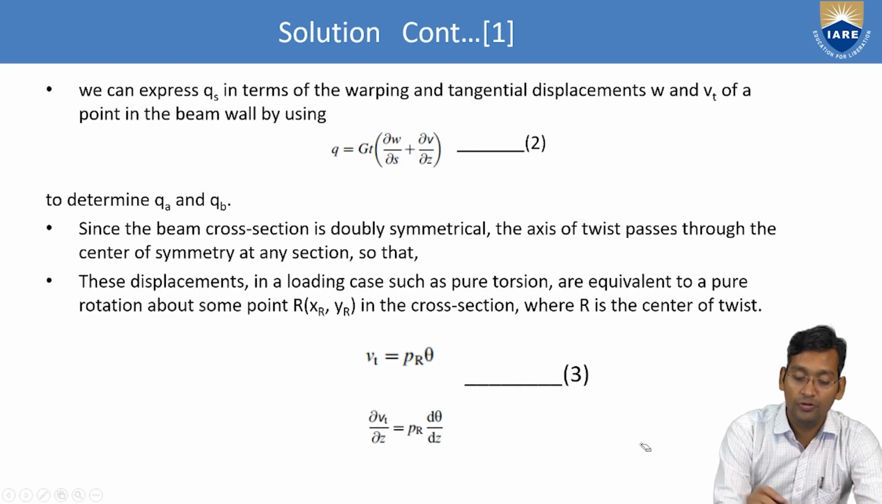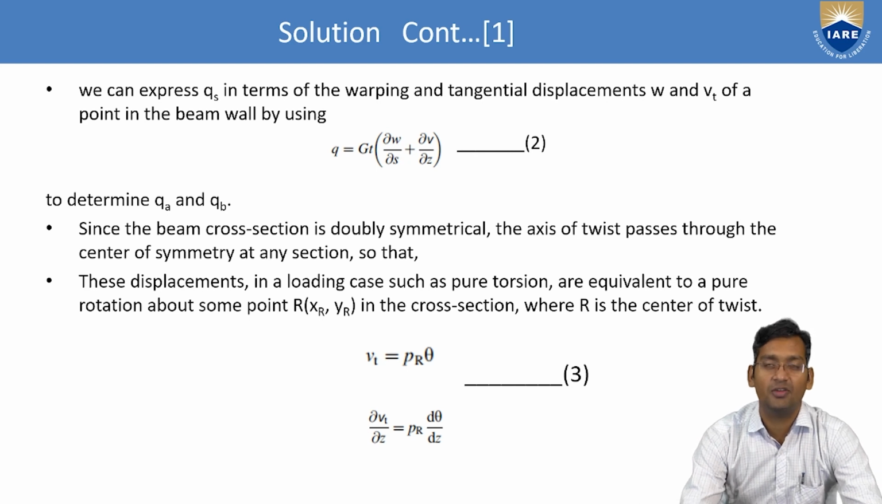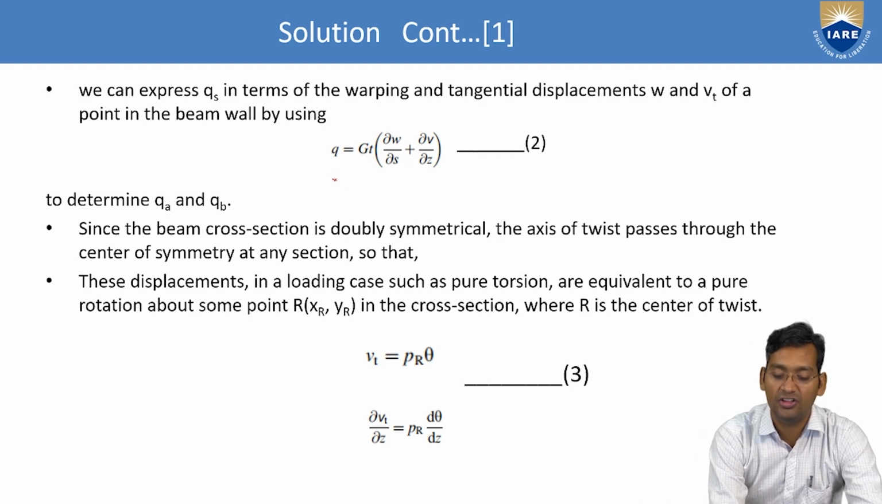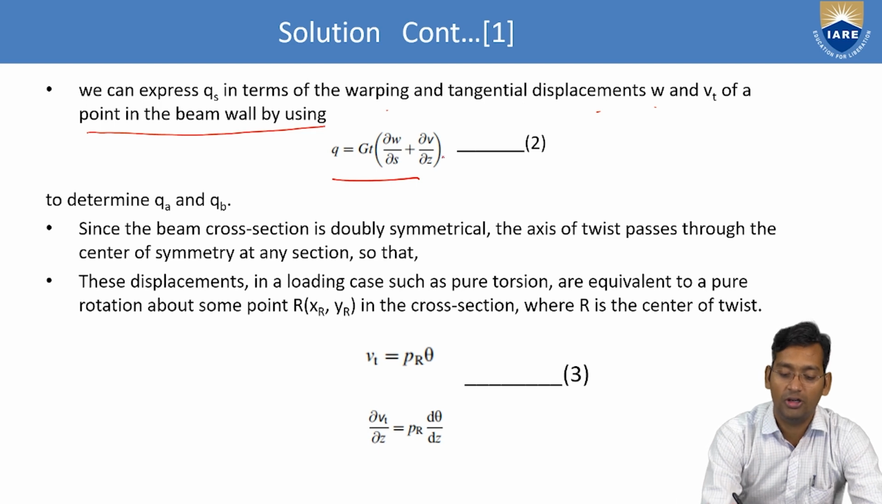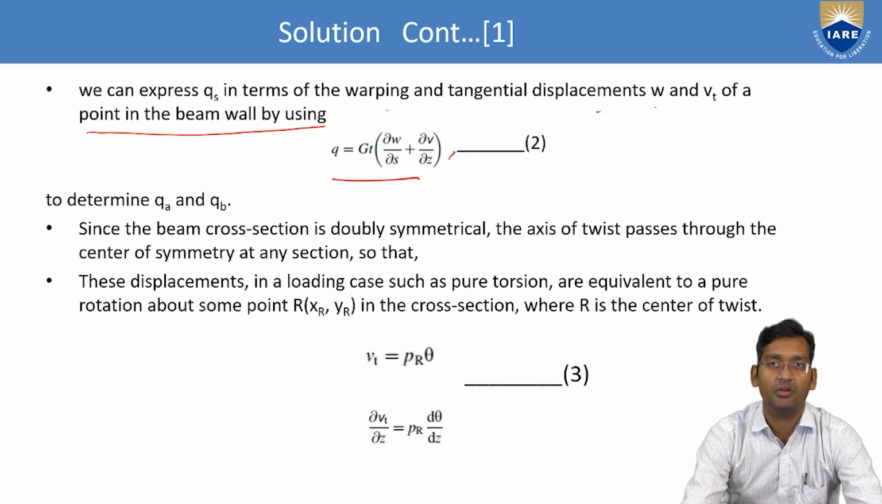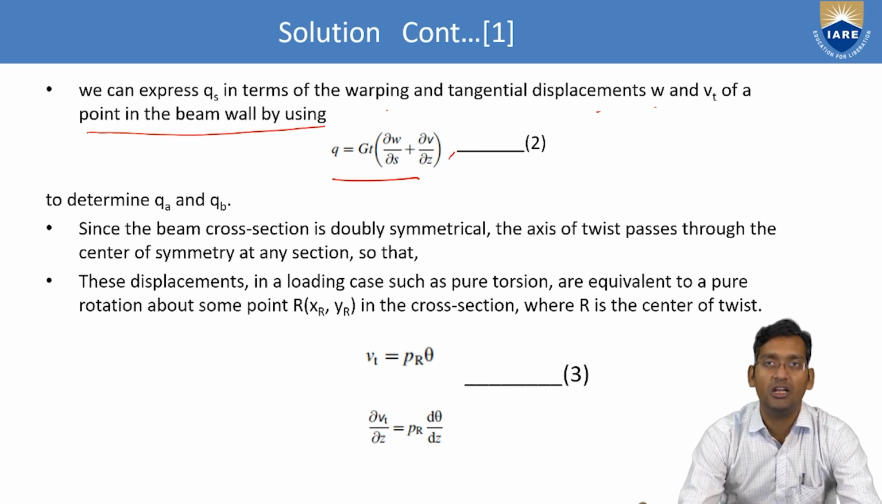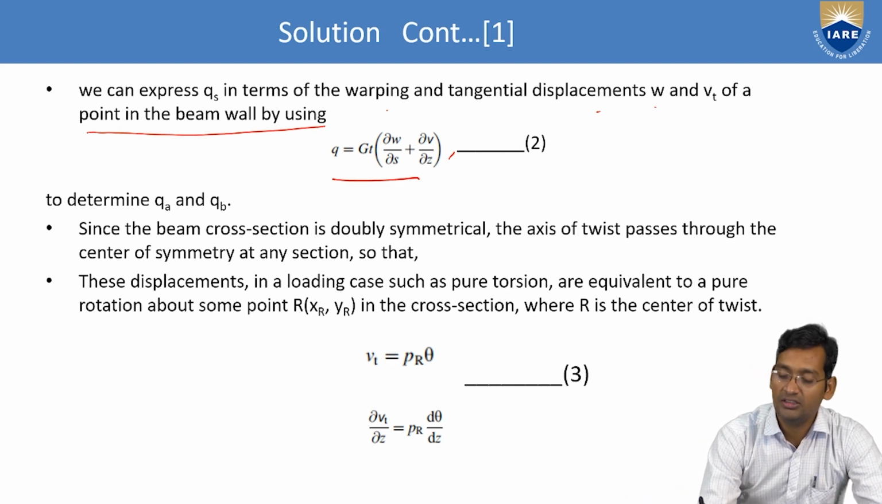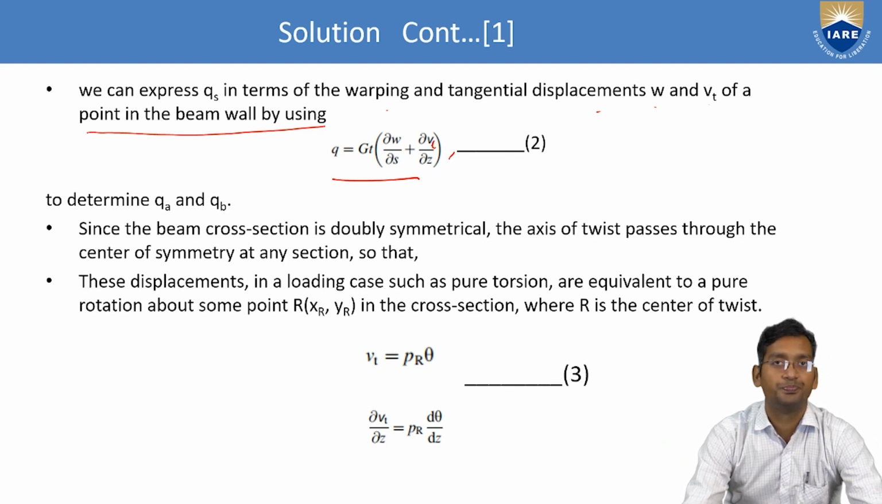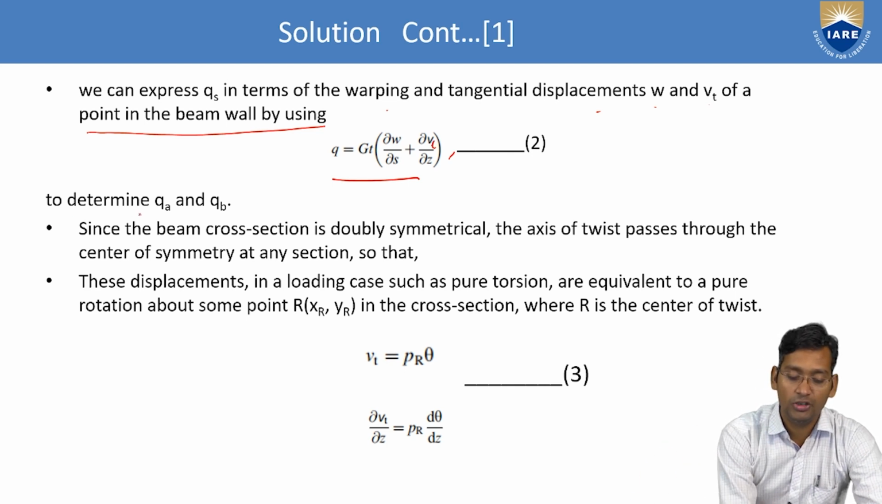Okay. Now we can express Q as that shear flow distribution that we already saw in the two dimensional case. In terms of the warping and tangential displacement W and Vt of a point in the beam wall, we have seen this many times. So Q is G t into (del W by del S plus del Vt by del Z). To determine QA and QB, we use this.